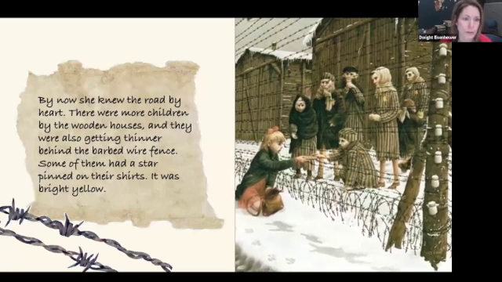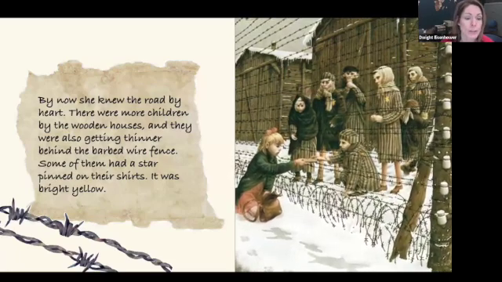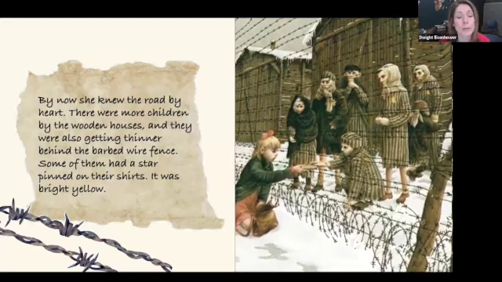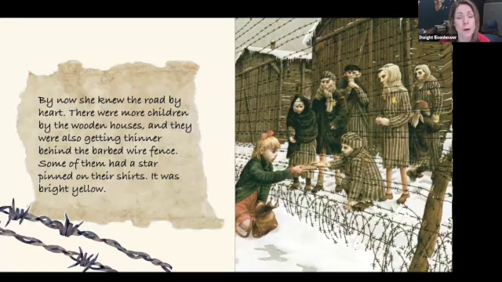By now, she knew the road by heart. There were more children by the wooden houses, and they were also getting thinner behind the barbed wire fence. Some of them had a star pinned on their shirts. It was bright yellow.